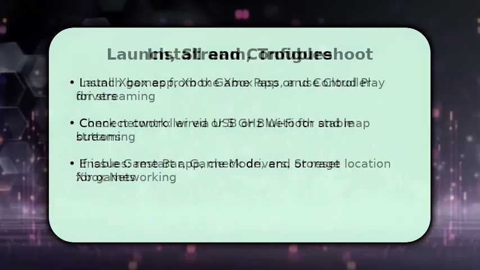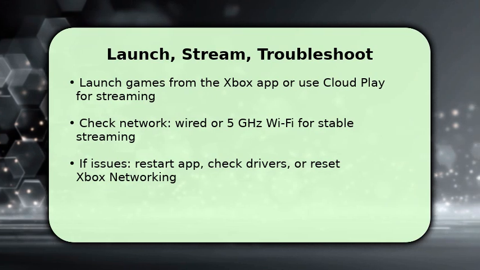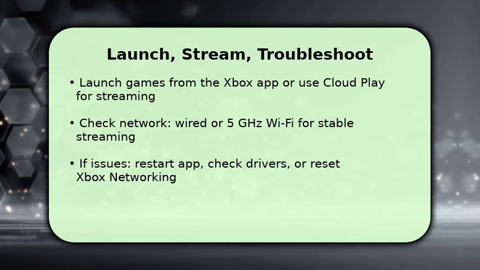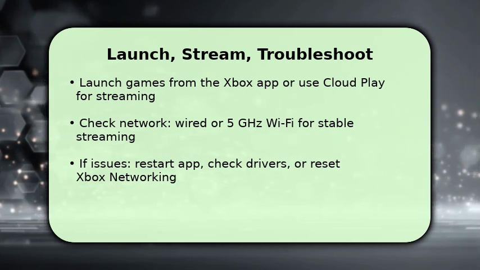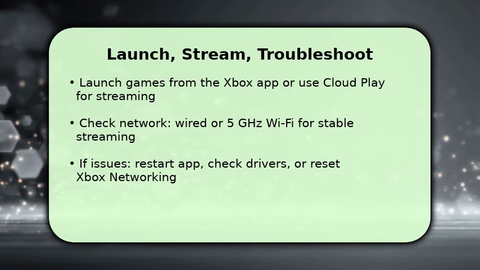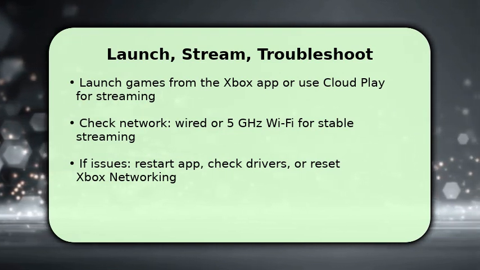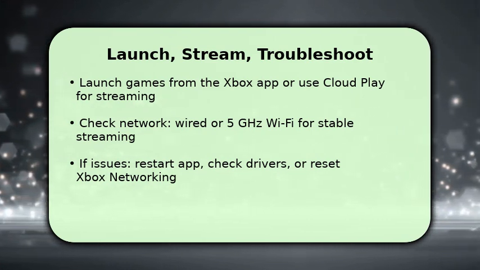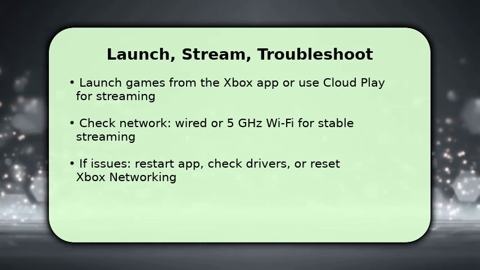Now launch a game from the Xbox app or choose Cloud Play to stream from Microsoft servers. Streaming reduces local install needs. If you stream, use a wired connection or 5 GHz Wi-Fi and close bandwidth-heavy apps to lower latency and prevent stutters. If a game won't start, restart the Xbox app in Windows, update GPU and controller drivers, and run the built-in network troubleshooter. If problems persist, reset Xbox networking in settings. This clears cached configs and often fixes connectivity issues.